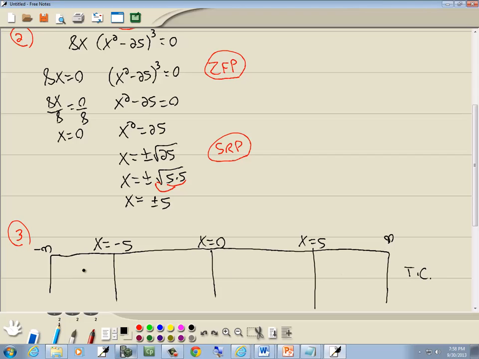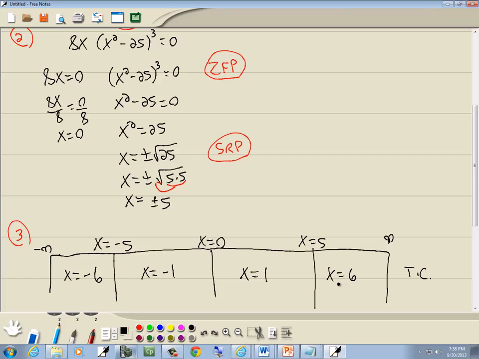Now we want to choose test cases. We want to choose an x value between negative infinity and negative 5, like negative 6, negative 7, negative 8, whatever you want. Here we want to choose something between negative 5 and 0, like negative 1, negative 2, negative 3. Here we want to choose something between 0 and 5, like 1. And here we want to choose something between 5 and positive infinity, like 6, 7, whatever you want.